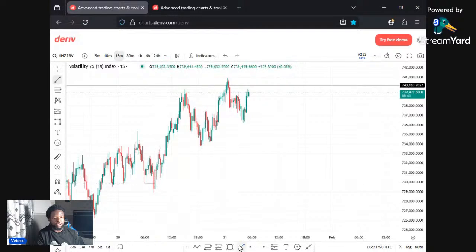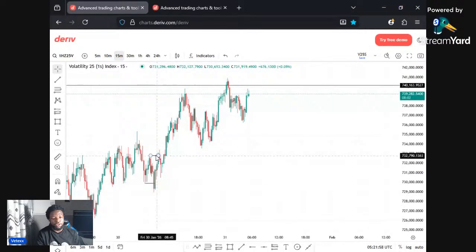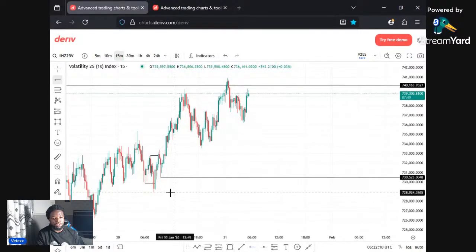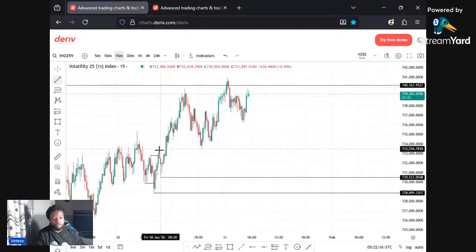I sent the setup to the community yesterday, and I also explained a few things about how I got the setup. This is our sweep of liquidity, first break of structure. Price has retraced 50% and has given us a 50% retracement, which is our structural liquidity that needs to be taken out. And then this is our protected low. Right here is our second break of structure.